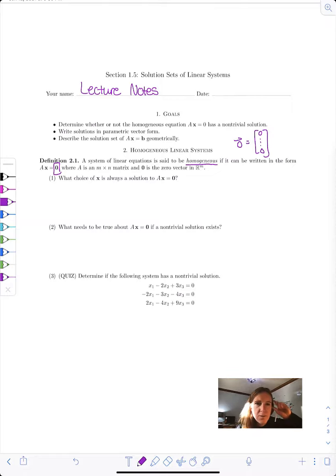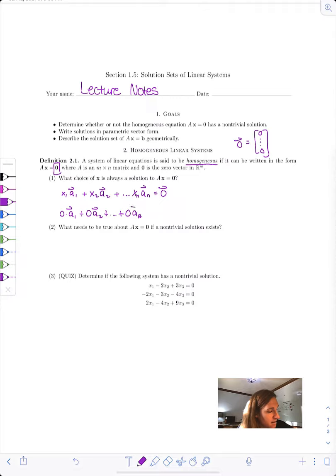If you think about the equation A times X equals 0, what we're really doing is x1 times a1 plus x2 times a2, all the way out to xn times an, and we want that to equal 0. Well, if we plug in 0 for x1 and 0 for x2 and so on, all the way out to 0 for xn, then we get a bunch of vectors all multiplied by 0, which makes them zeros, and then added up, which makes 0.